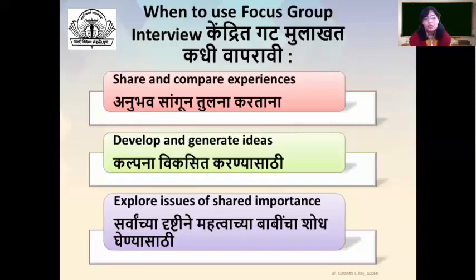So if your research objectives answer positively to these questions, wherein you want to share and compare experiences, or you want to generate ideas, or you want to explore issues which are of shared importance, meaning of common importance, then you can use focus group interview.